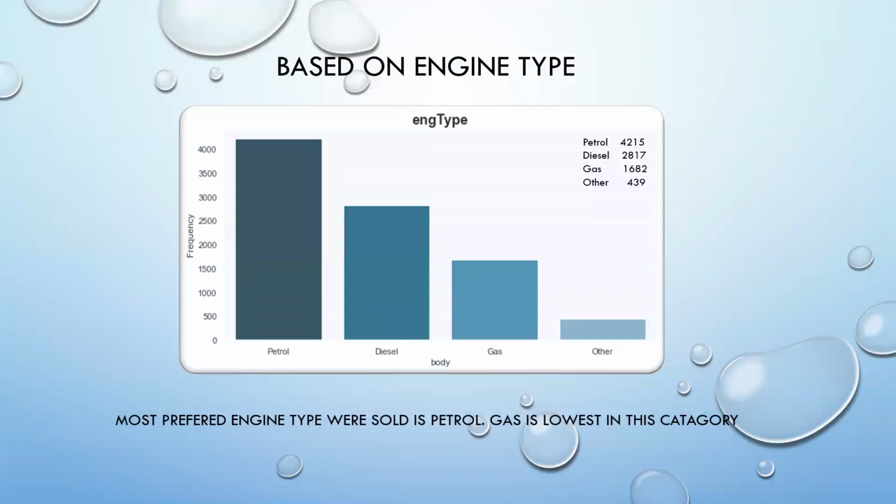Based on the engine type, we can see that petrol was the most sold option for the engine in the sold cars, and after that, gas was the least one. Petrol had a frequency of 4,215 in the entire data set, which means it is more than any other engine type.